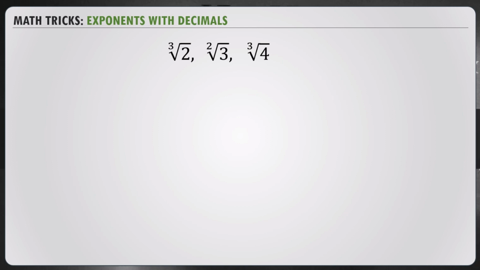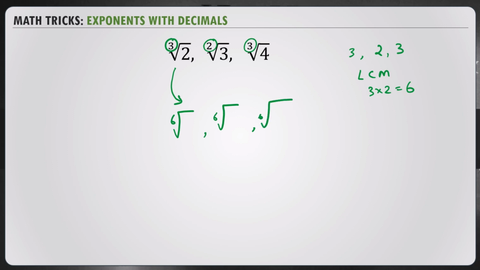The first thing we need to note here are the root numbers. The root numbers are 3, 2, and 3. We need to find the LCM of these numbers, which happens to be 3 into 2, which is 6. Now, because we have 6 as the LCM, we have to convert them to the 6th root, and I'll show you how to do that.